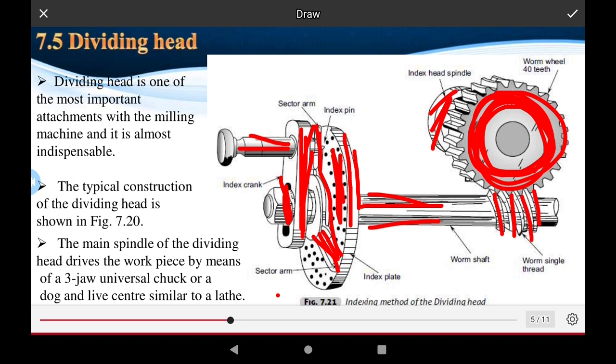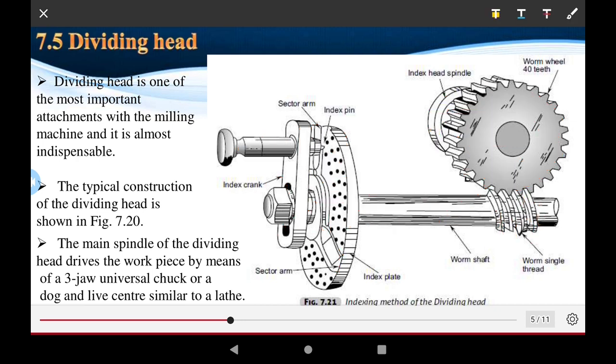And the typical construction of the dividing head is the machine's indexing. This is the head of the machine, and the head is divided into two sides. One side is this, and the second side is this operation, and this is the main spindle.